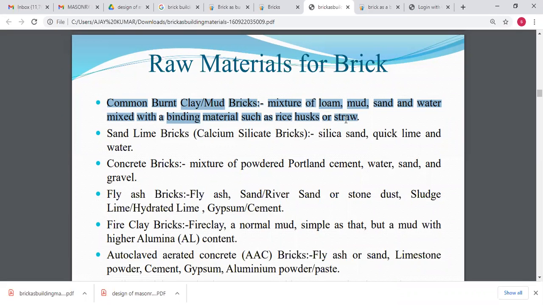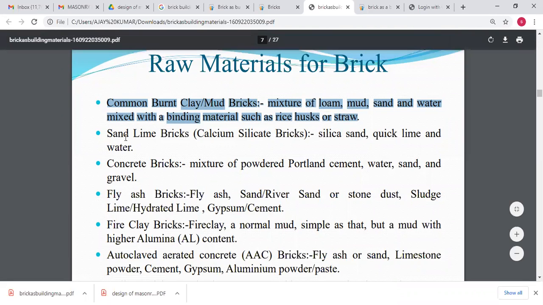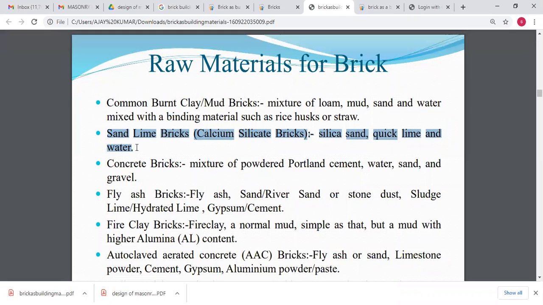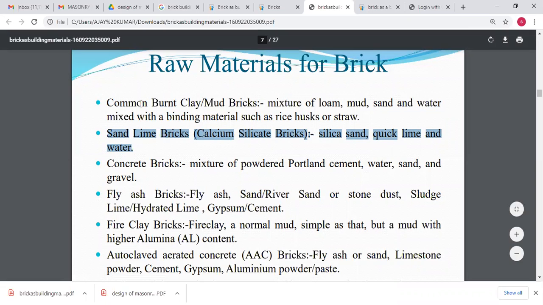So next, sand lime bricks. As the name indicates, sand lime. While constructing the bricks, silica sand, quick lime, and water are used for this type of brick. Next one, concrete bricks. The concrete is nothing but cement, sand, and aggregate. So here Portland cement, water, sand, and gravel are used.